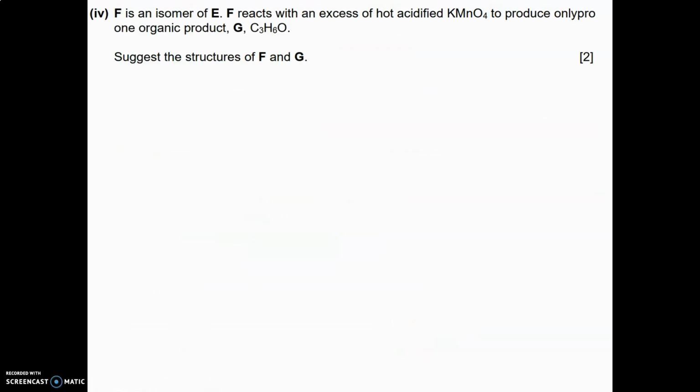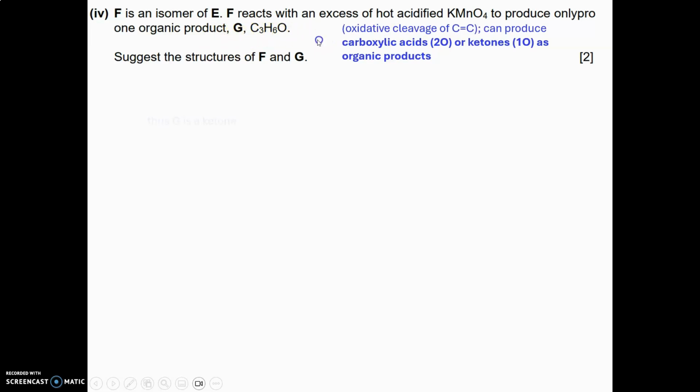Next, part 4, we have F, which is an isomer of E. When F reacts with excess hot acidified KMnO4, we only form one organic product, which is G. So first thing, when alkenes react with hot acidified KMnO4, it is known as oxidative cleavage of the carbon-carbon double bond, and it can form either carboxylic acids or ketones as organic products, but carboxylic acids have 2 oxygen atoms, whereas ketones have 1 oxygen atom. So which makes it very obvious that G is actually a ketone.